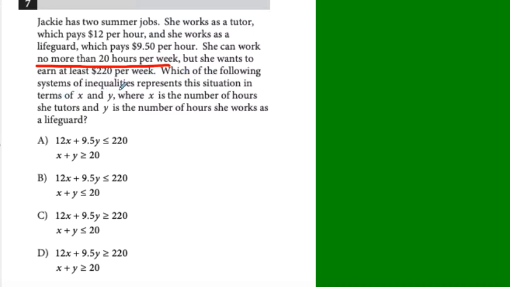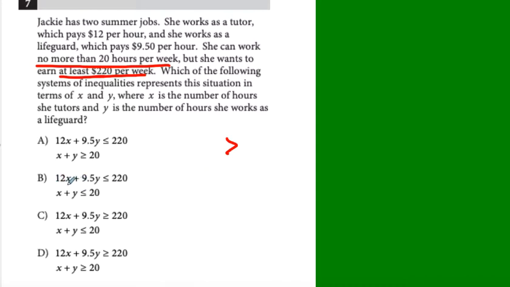Which of the following systems of inequalities represents the situation in terms of X and Y? X is the number of hours she tutors, Y is the number of hours she works. So I look first at the first inequality given. So I've got 12x plus 9.5y, and if I scan vertically down, I see that all of them are the same with the exception of the inequality symbol. And that's dealing with the 220. She wants to earn at least 220 per week. At least means greater than or equal.